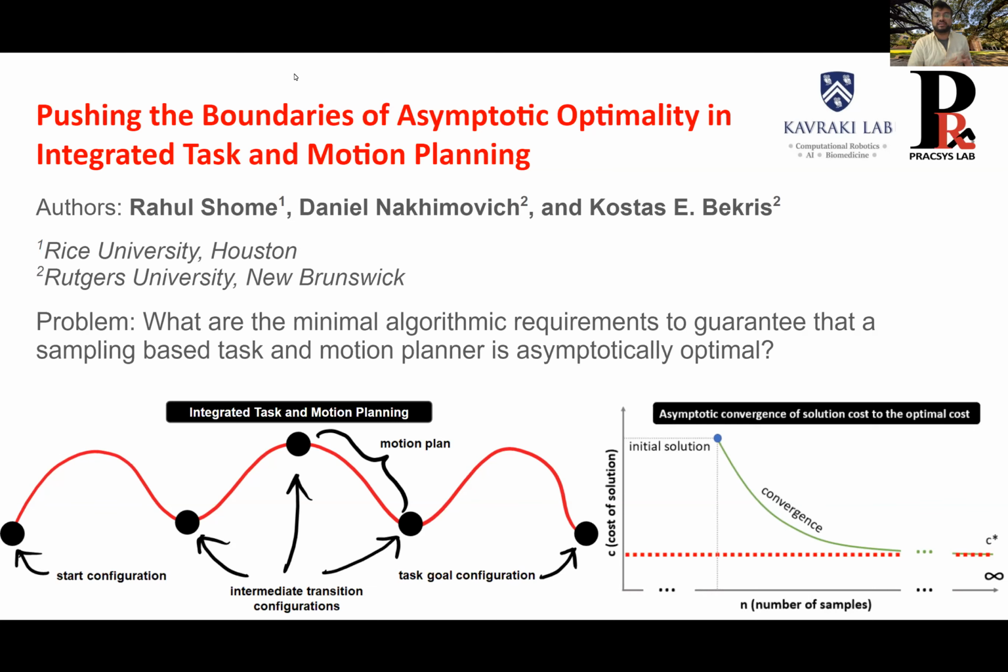So just a brief recap, task and motion planning can be typical instances of, say, manipulation, where you have to search over grasps and placements and compute motions between them. So what are the algorithmic choices you should use to compute these motions and sample these grasps and placements in order to guarantee asymptotic optimality, or in other words, to guarantee that as the number of iterations of your algorithm increases, you find a solution which converges to the optimal cost.